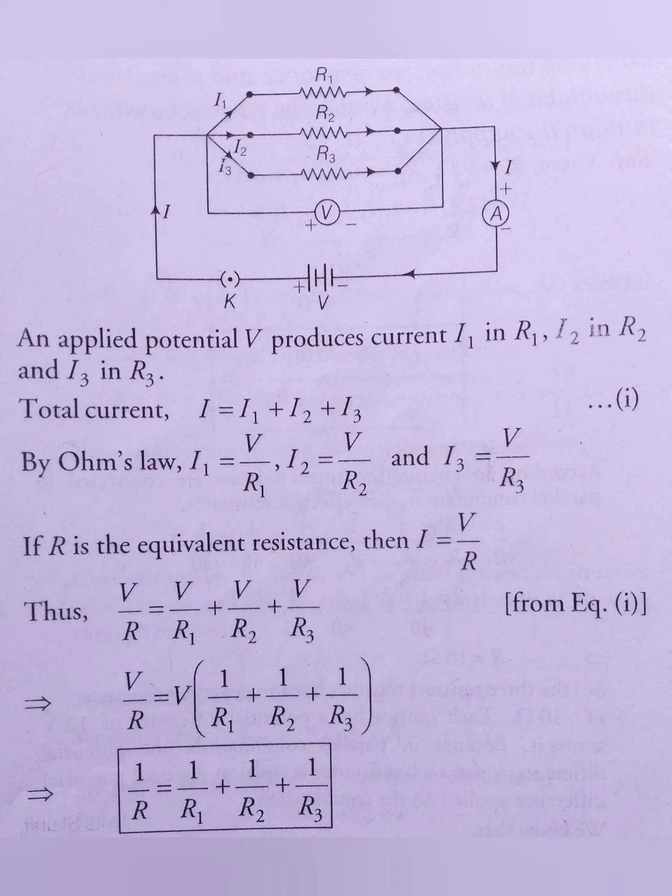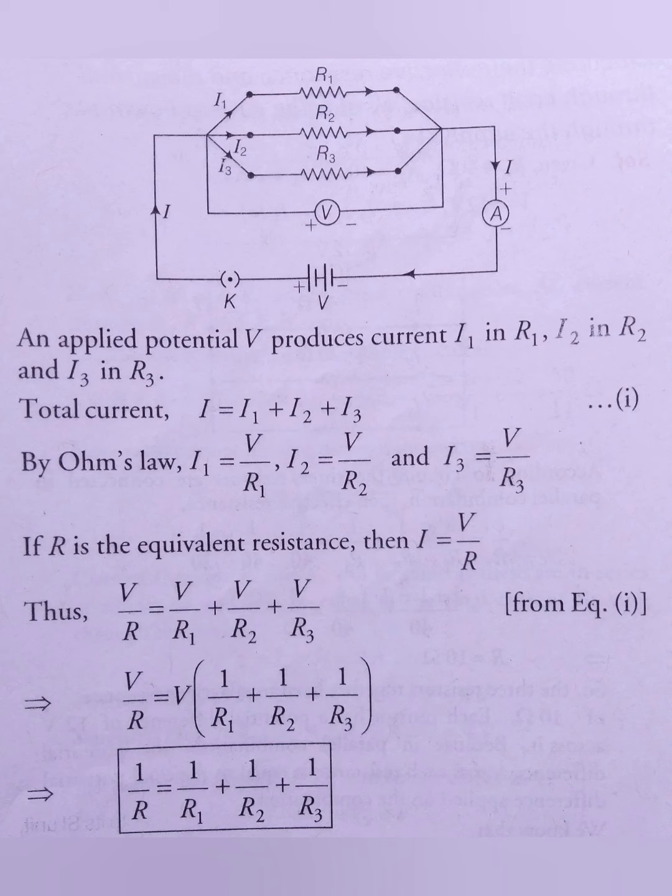The applied voltage capital V produces current of I1 in R1, I2 in R2 and I3 in R3. Hence the value of total current is given by I is equal to I1 plus I2 plus I3. By Ohm's law, we have I is equal to V by R. Applying Ohm's law for resistor R1, we have I1 is equal to V by R1. Applying Ohm's law for resistor R2, we have I2 is equal to V by R2. Now applying Ohm's law for resistor R3, we have I3 is equal to V by R3.